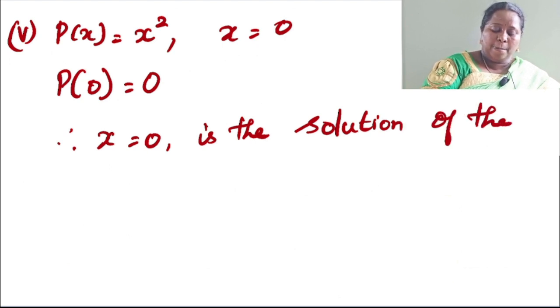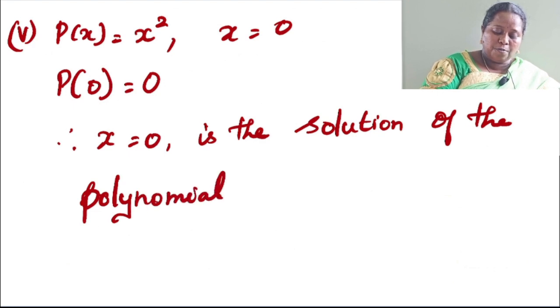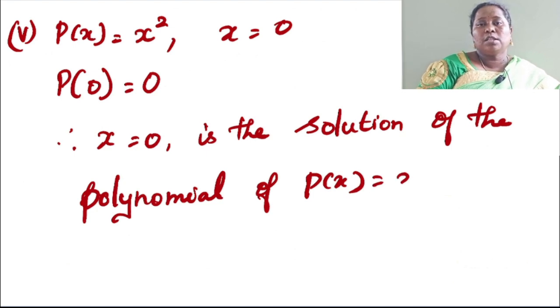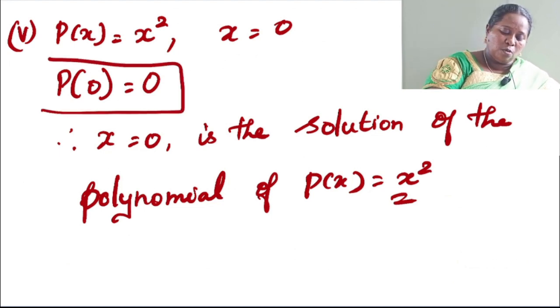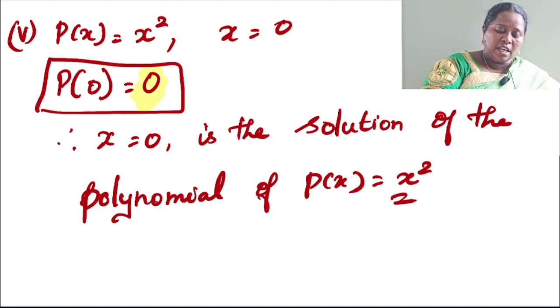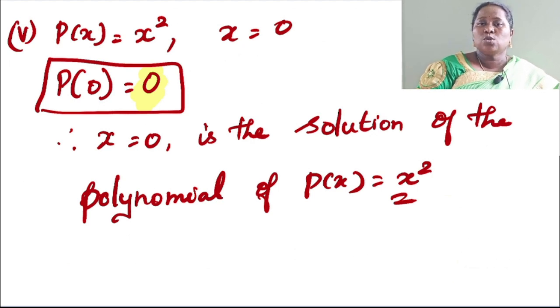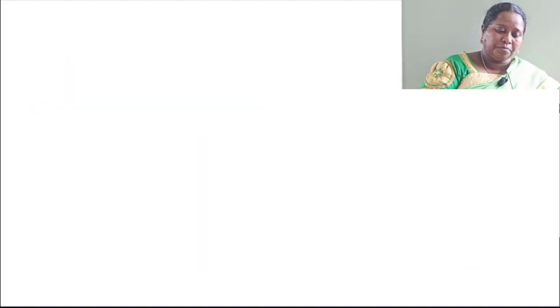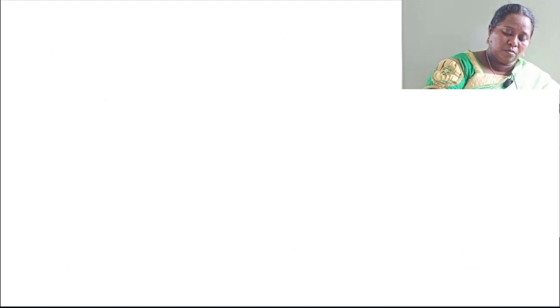of the polynomial p of x is equal to x squared. So at the x value 0, this polynomial is getting 0. Therefore, 0 is the solution of the polynomial p of x. Can you get it? If p of a value is getting 0, then we can say that value of x is the solution of this polynomial.